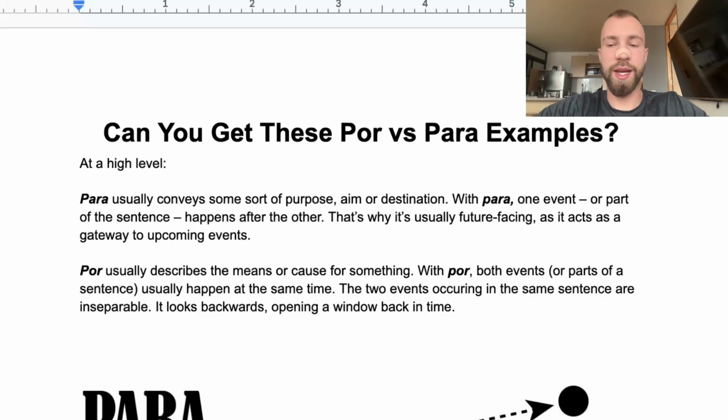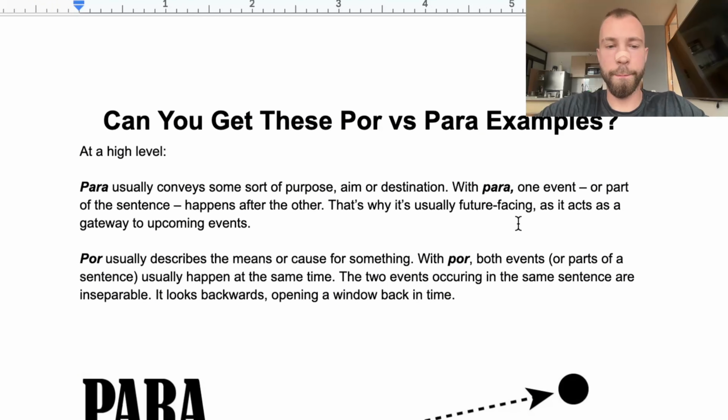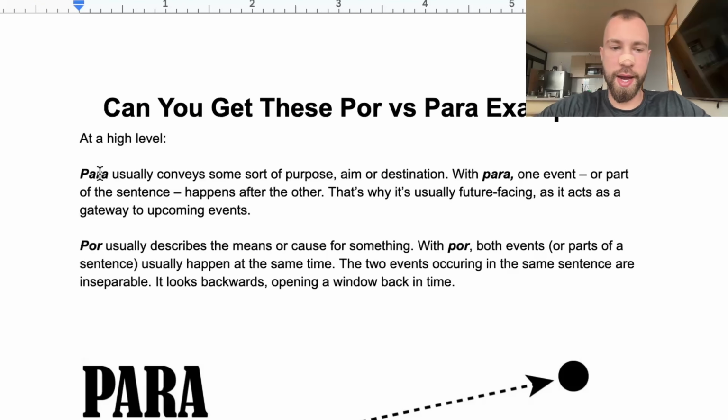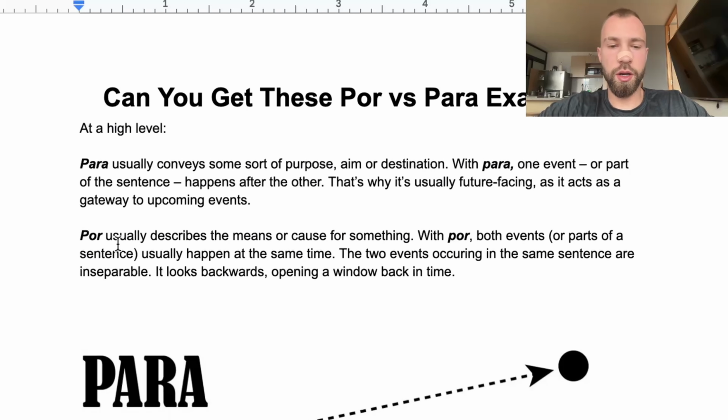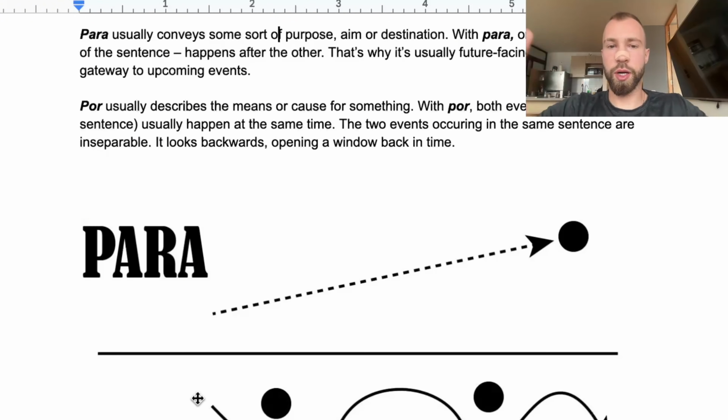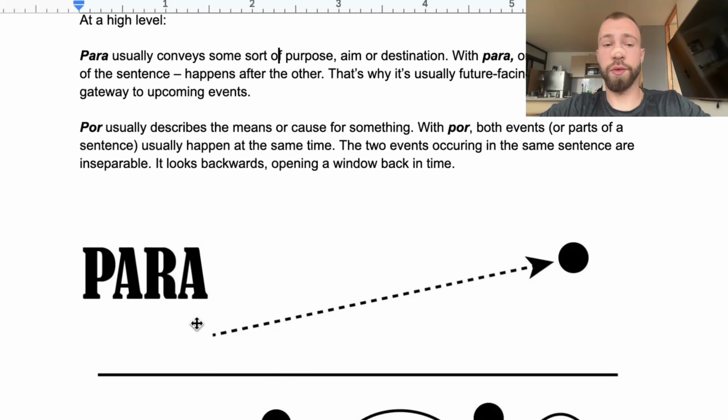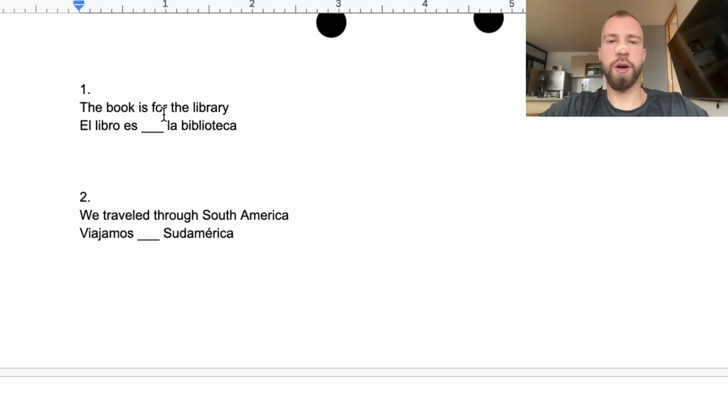So I'm not going to explain in depth what por and para are because that's not the point of this video. But at a high level, para usually conveys some sort of purpose, aim, or destination. And por usually describes the means or cause for something. So we're going to go through the examples now. There's 8 of them, and we're going to refer back to these explanations and these images to help explain the answer. All right, let's get into it.